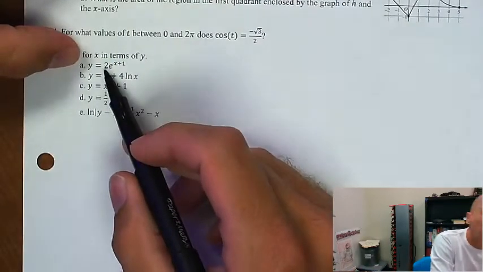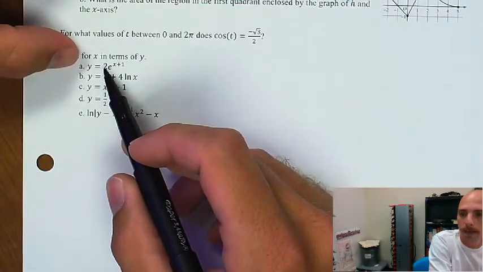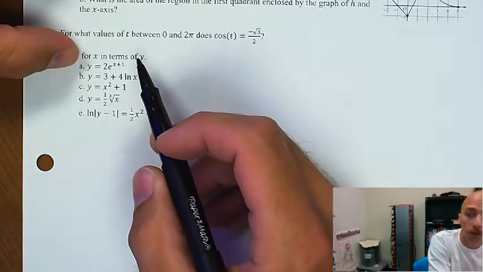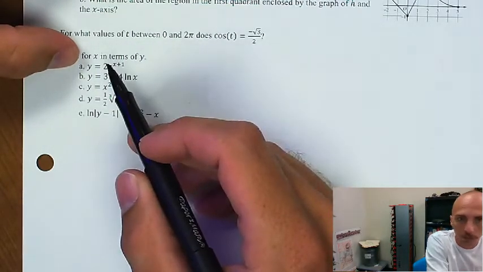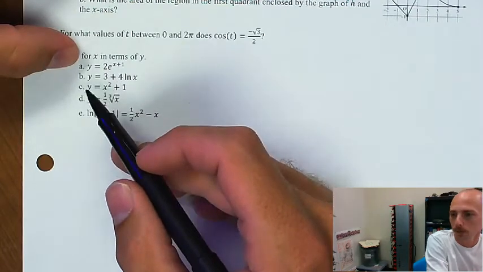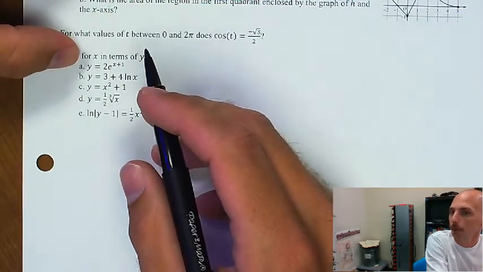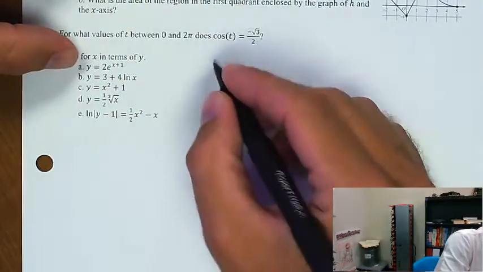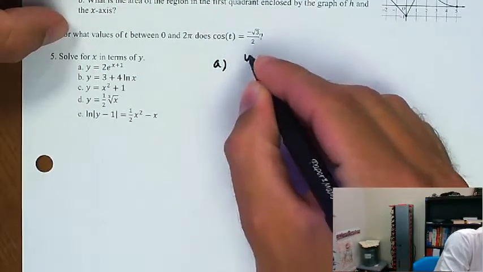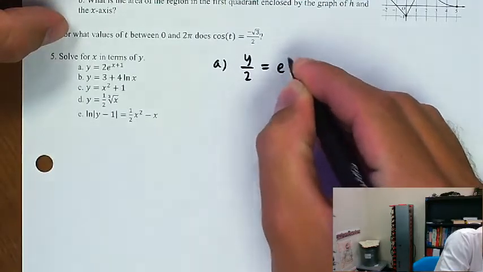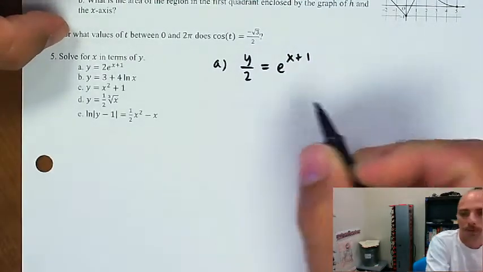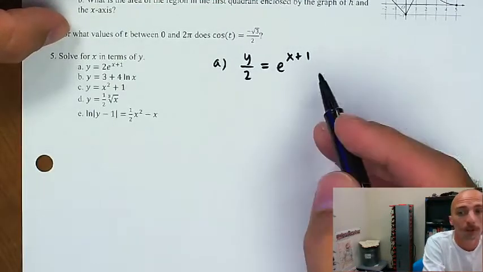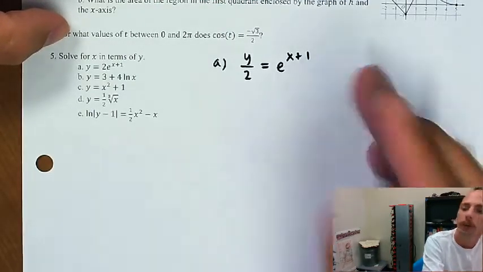All right. First, I'm going to need to get rid of the 2. If you think about reverse order of operations, we have to deal with addition and subtraction first, then multiplication and division, and then exponents and anti-exponents. So I'm going to say y divided by 2 equals e to the x plus 1. And if we're trying to get at the exponent, that's where we use a log. We're going to take the log of both sides.